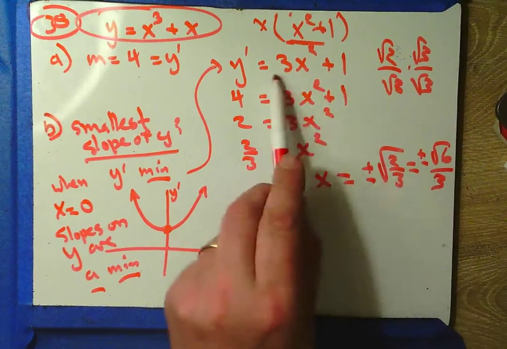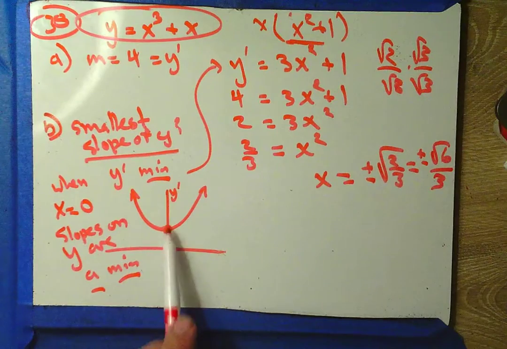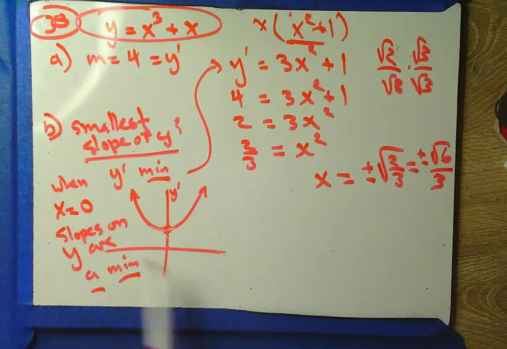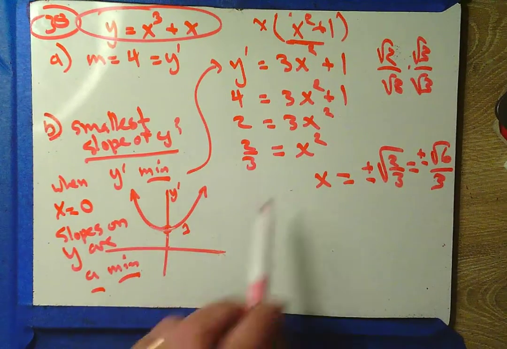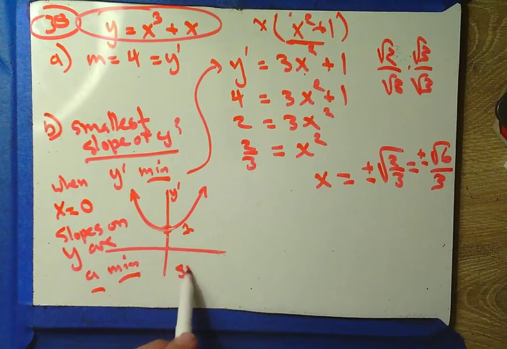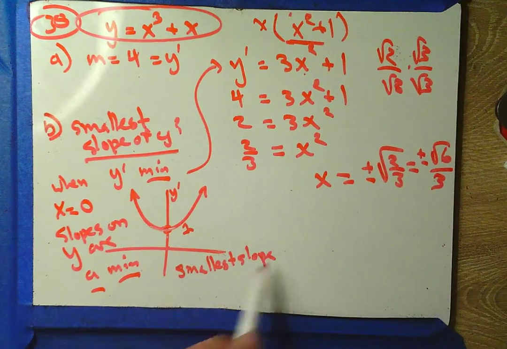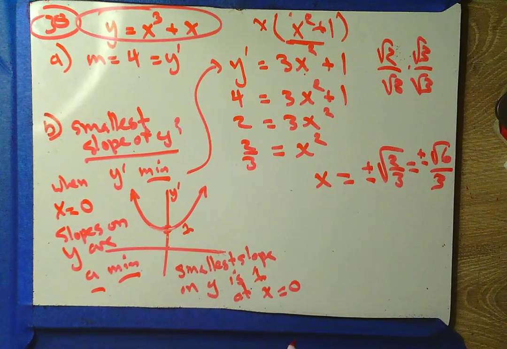We want to know when this derivative is smallest. Since this is an up-pointing parabola shifted up one, the smallest value on this parabola occurs when x equals 0. What is that value? That value is 1. I plug in a 0 here, I get 1. So I know the smallest slope on y is 1 at x equals 0.